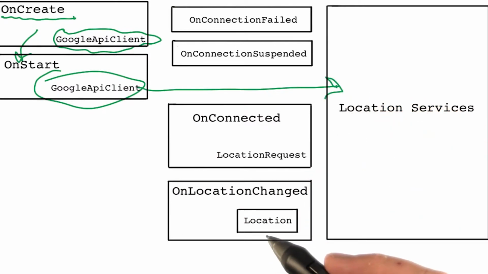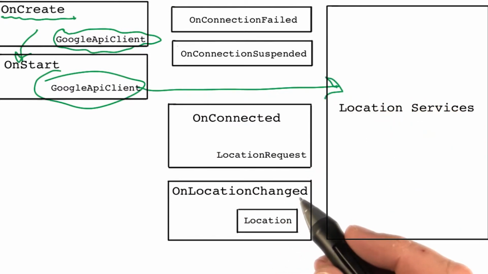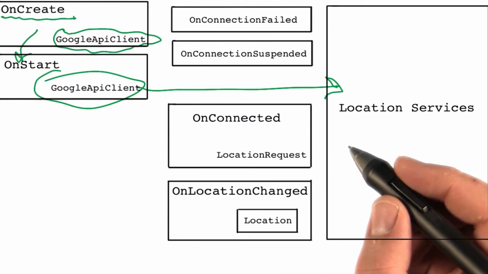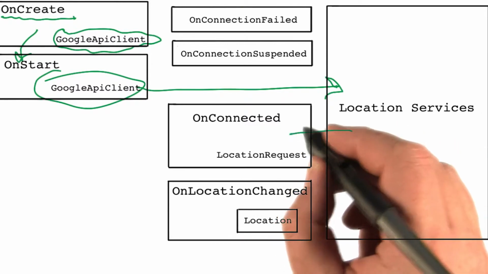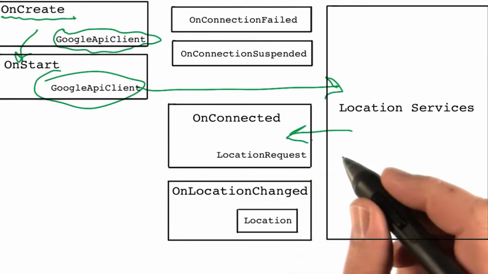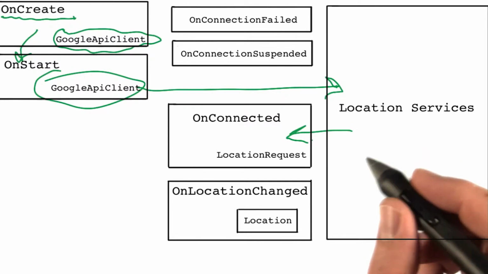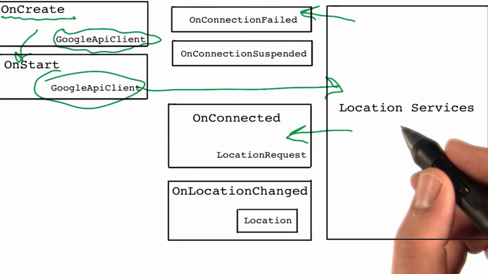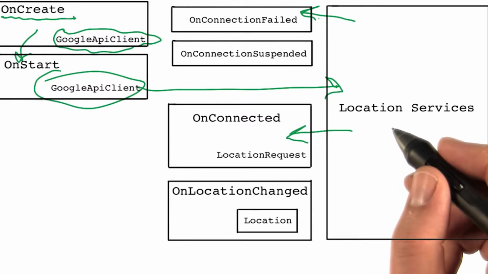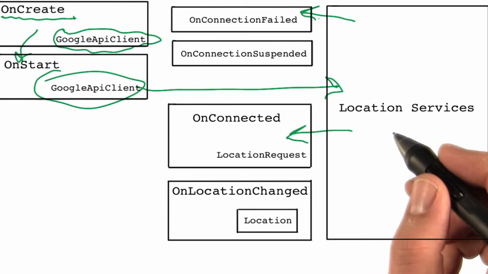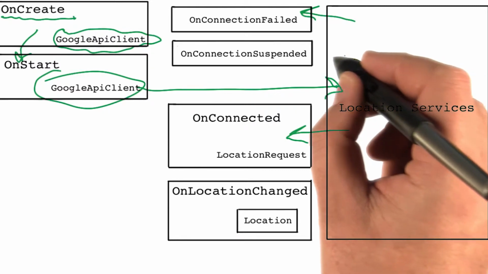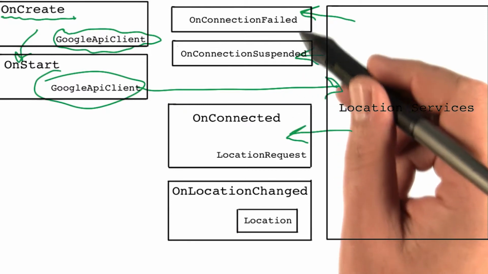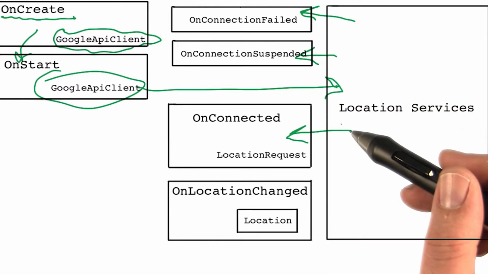Depending on the relationship between the client and the location services, one of three things will happen. If it connects successfully, the onConnected callback will fire. We'll look at this in a moment. If it fails, the onConnectionFailed will fire. If it was previously connected, but something has gone wrong with the connection, causing it to suspend, then the onConnectionSuspended will fire. You need to implement all three of these functions or your app won't compile.